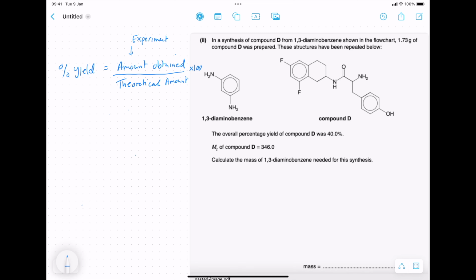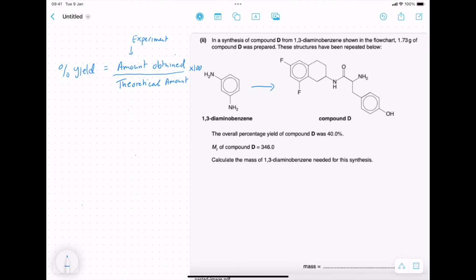So let's take a look at this one. It says, in a synthesis of compound D, from 1,3-diaminobenzene, shown in the flow chart. Well, actually, I've just chopped this from a previous question. We just need this bit. So basically, this 1-aminodibenzene forms compound D. 1.73 grams of compound D was prepared. These structures have been repeated below.